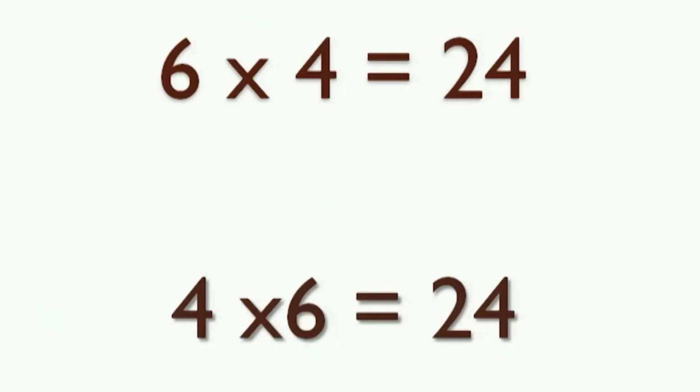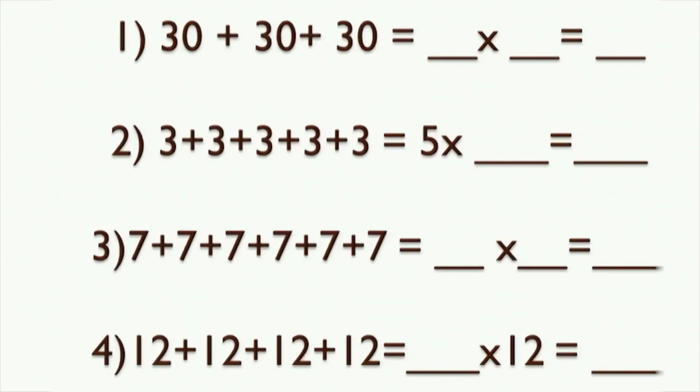The same thing is repeating with multiplication also. When you multiply 6 by 4, you will get 24. When you multiply 4 by 6, again you will get 24. Either you multiply this number with this number or this number with this number, both times the answer will remain the same. So, this is the speciality of multiplication, that whichever way you multiply the numbers, you will get the same answer. Now, try out these questions.